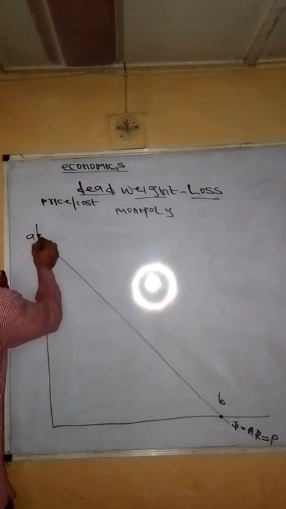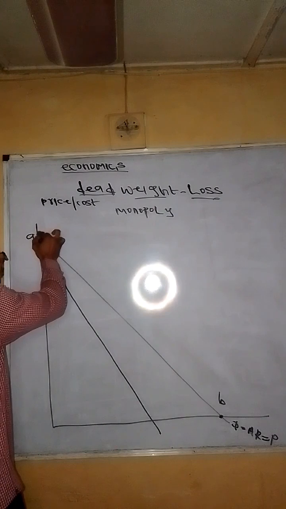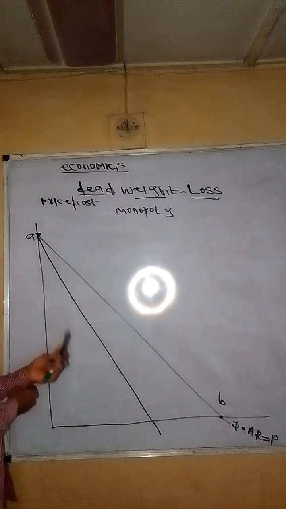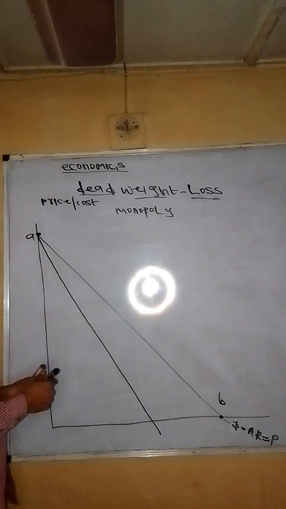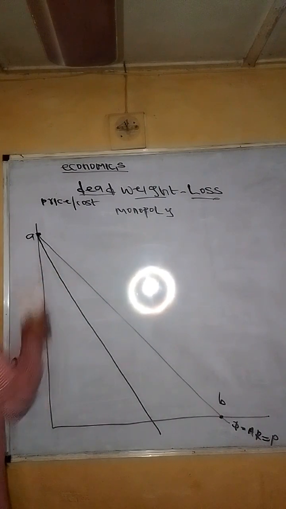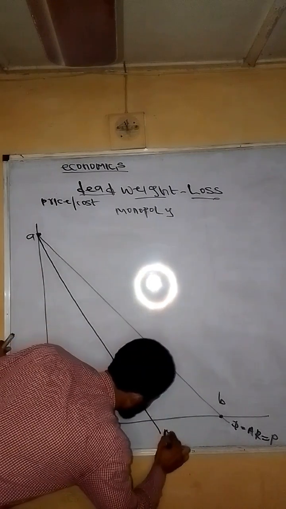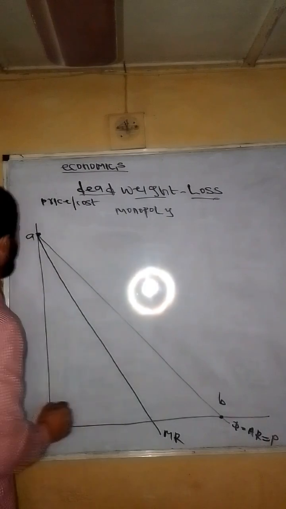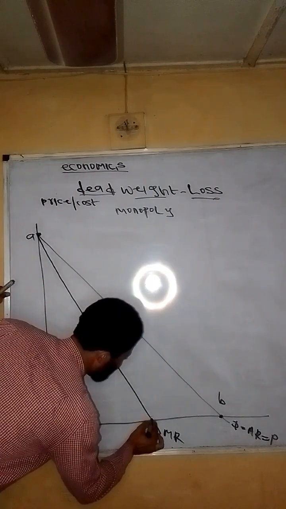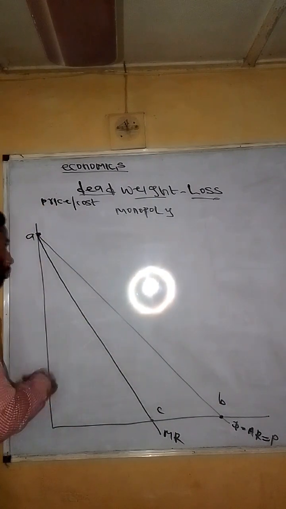Now, we are going to draw the marginal revenue function. It may interest my viewers to know that the marginal revenue function is twice as steep as the average revenue function. The slope of MR is twice the slope of AR in absolute terms. Now, this is MR. Let's call here point C. I want to superimpose the marginal cost curve. Let me put the marginal cost curve.